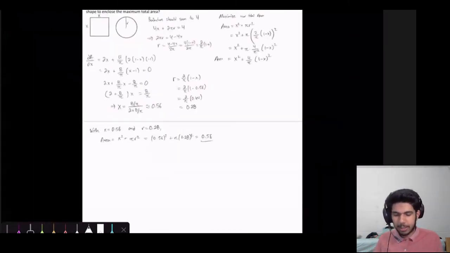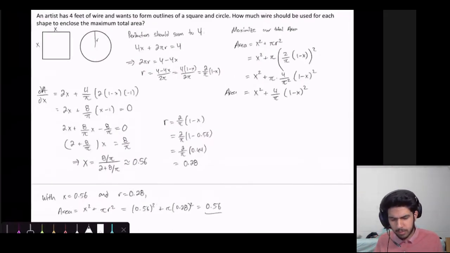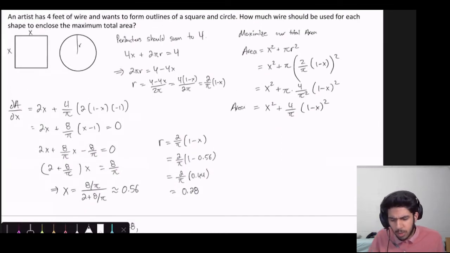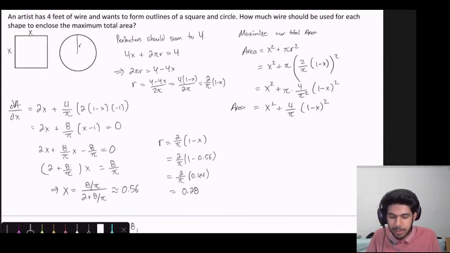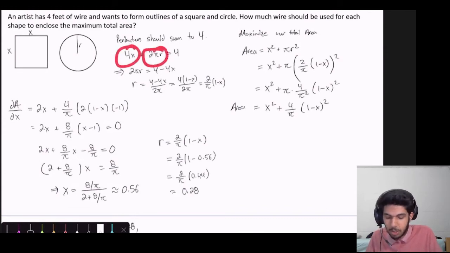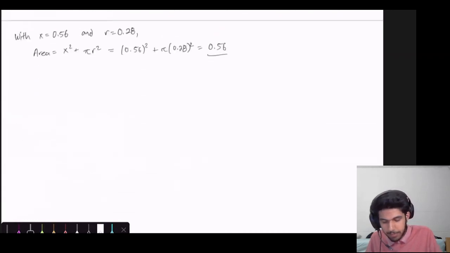So now we have to check some other value. What if I decide that I just want to use all of the wire for the square and not even create a circle? That means all 4 feet go into the square. So the perimeter is 4x plus 0 because there's no circle, which means that x equals 1.